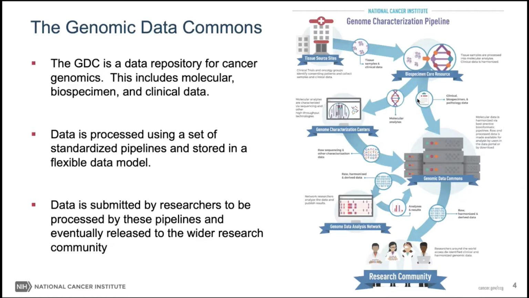The data that actually comes into the GDC is submitted by external researchers, many of which are NCI-sponsored projects, and this data, as I said before, is processed by bioinformatics pipelines, and the outgoing data, which is available usually as an alignment and as downstream processed files, are made available to the wider research community.